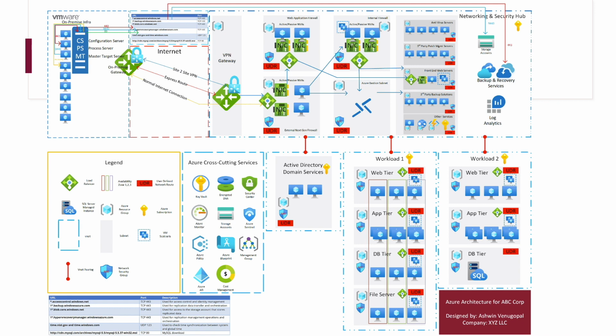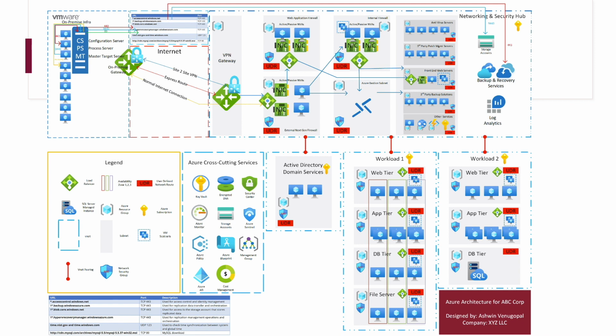And if you see that whole portion, that's the network and security hub. And you have lots of workloads that are mentioned below. That's the Active Directory domain service. There is another workload 1 and there is workload 2. You can probably mention the workload names, exactly what the customer needs are. I just mentioned it like that for the purpose of the demo.